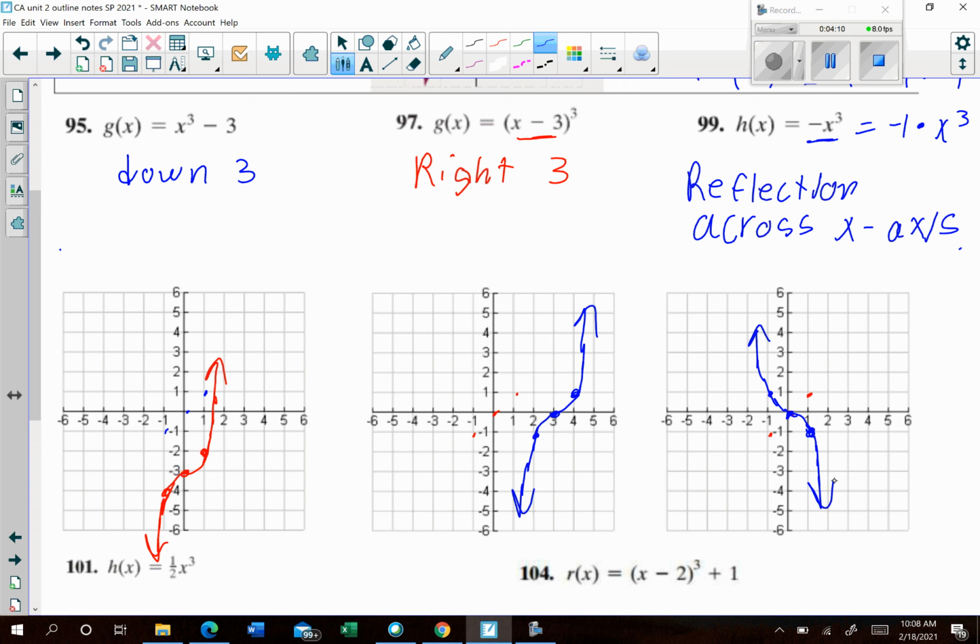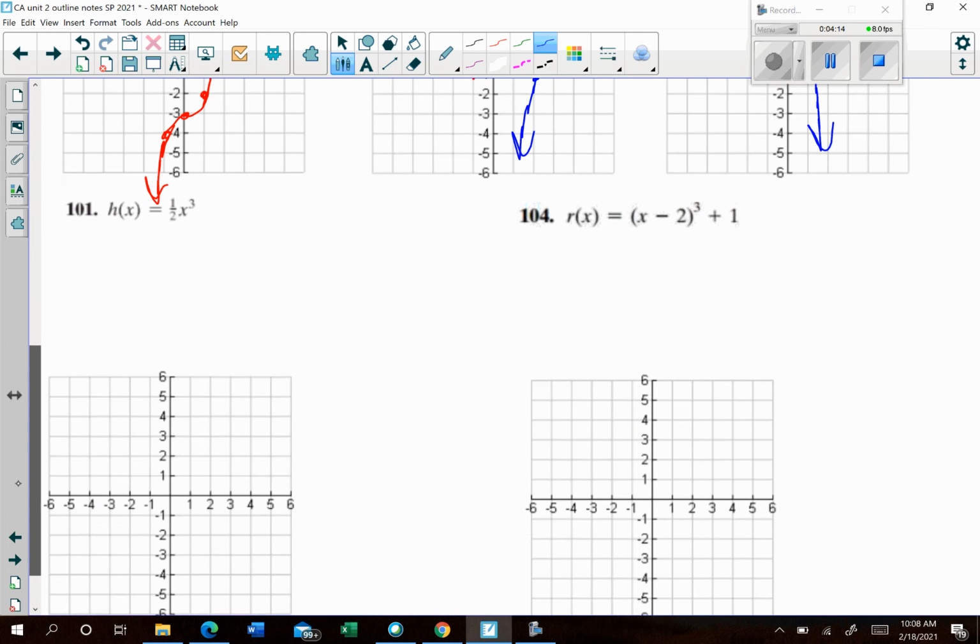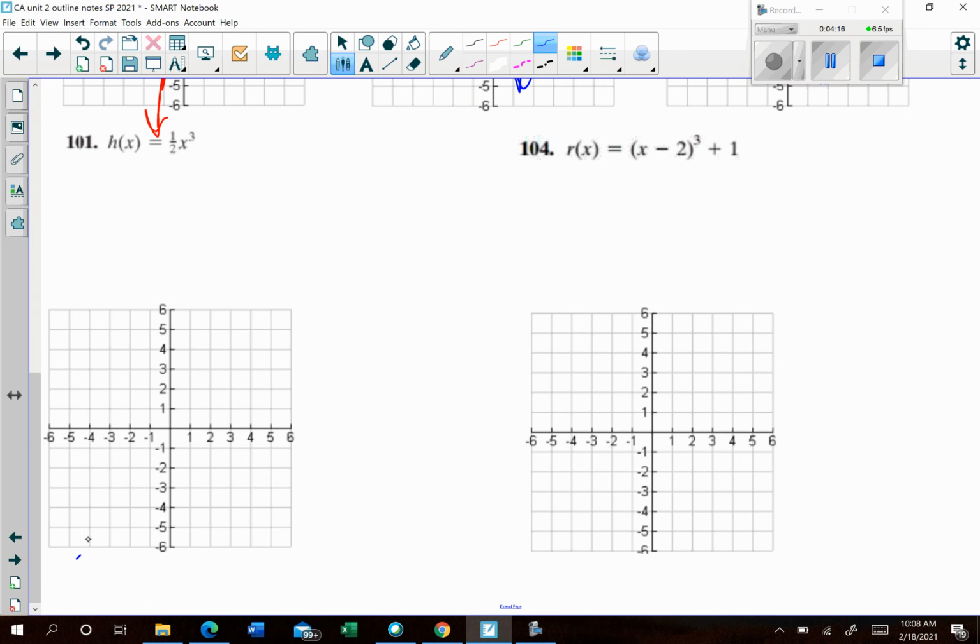Okay, let's see, moving on, I just have 2 more of this type. So on 101, we have a 1/2 in front. Once again, that 1/2 is getting applied after the power. And so that's our results, the y values are getting cut in half. And that's basically what we're going to do. We're going to multiply y by 1/2.